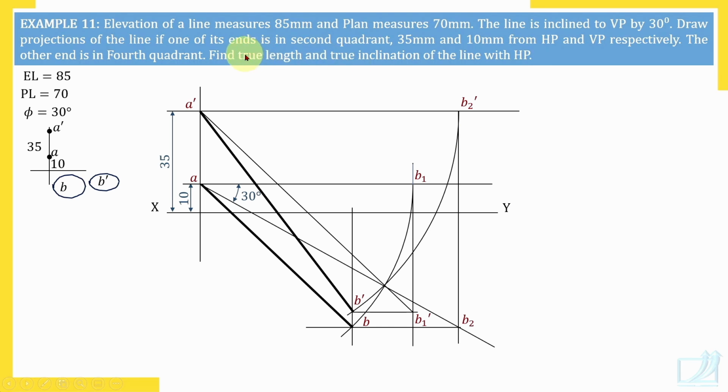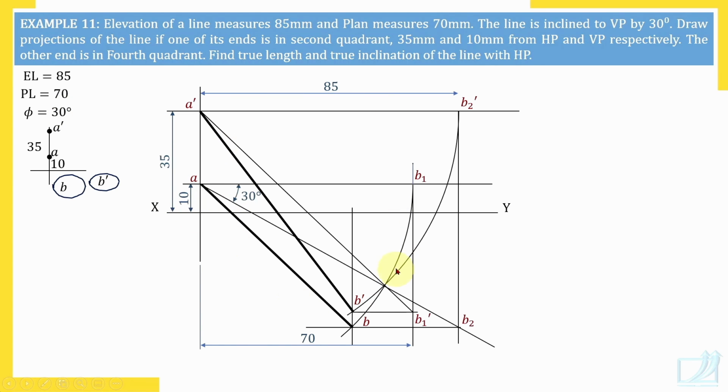One more thing. Find true length and true inclination of the line with HP. What is true inclination with HP? Which view gives inclination with HP? A dash B1 dash. A dash B1 dash has angle theta. So let's write all our answers. 85 millimeter, given dimensions we are inserting. Then 70 millimeters, this length AB1 I have inserted. 10 and 35 here, and this angle 30 degrees.